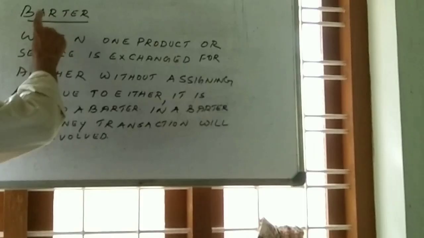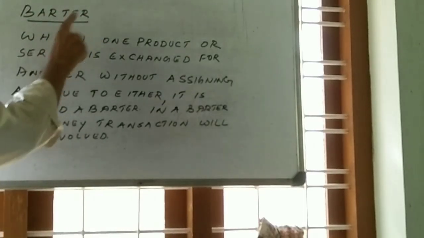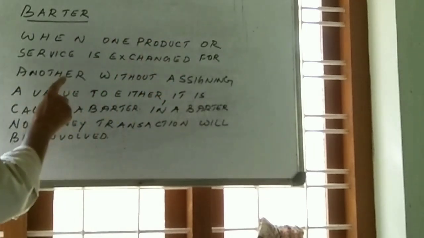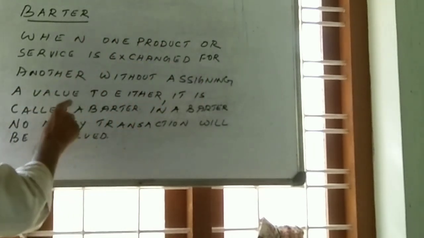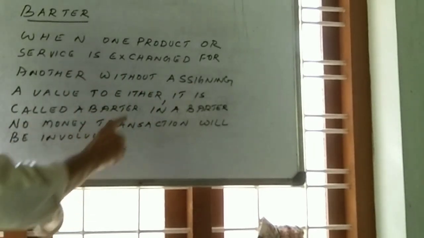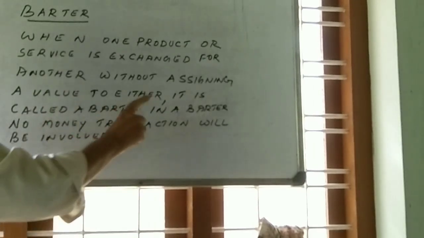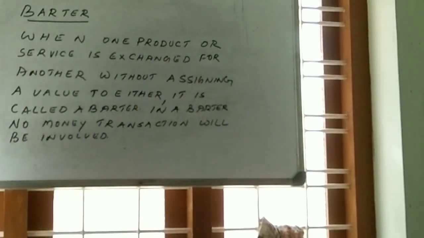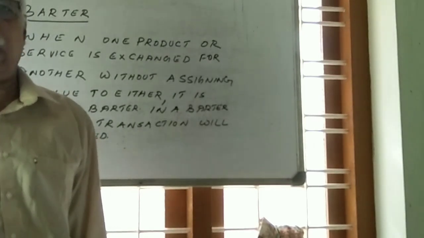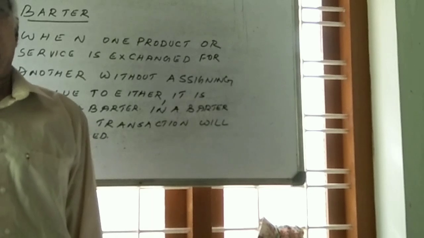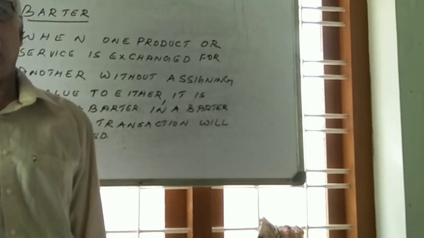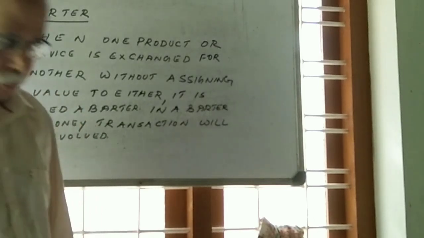Barter. When one product or service is exchanged for another without assigning a value to either, it is called a barter. In a barter, no money transaction will be involved. Take for example this. A doctor provides medical services to a lawyer and the lawyer in return provides legal services to the doctor. This is called the barter system of payment.